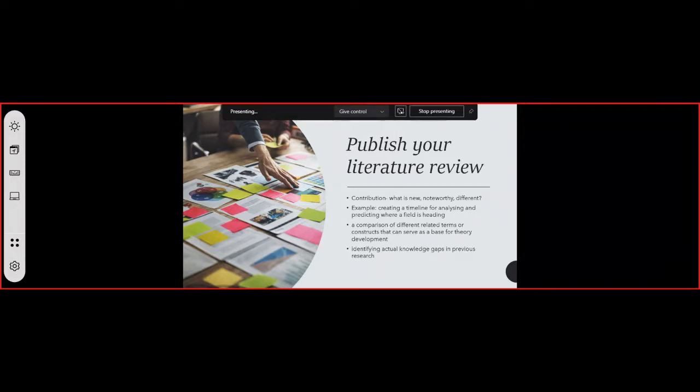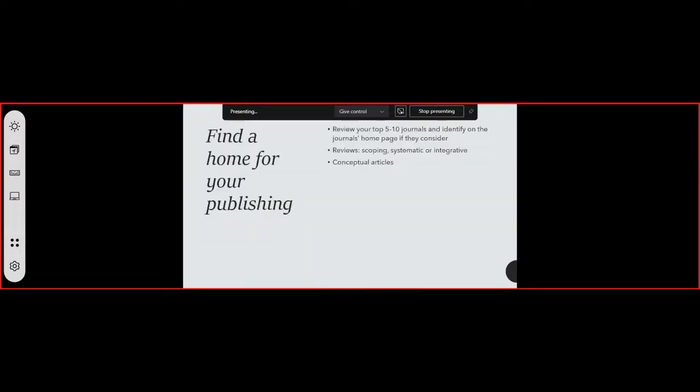Or you can do a comparison of different related terms or constructs that can serve as a base for new theory development. That would be a useful contribution. Or you can identify actual knowledge gaps in previous research and propose a way forward in terms of what needs to happen, either with regard to knowledge or practice in your specific field. But before we can publish, we need to find a home for our publishing.